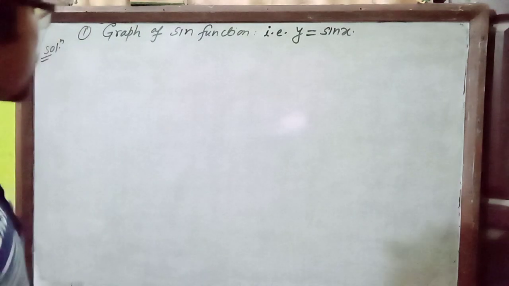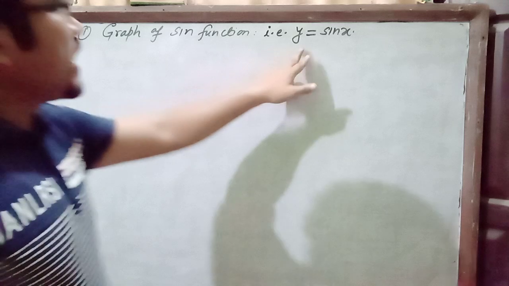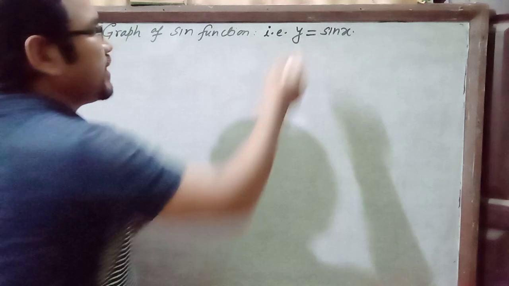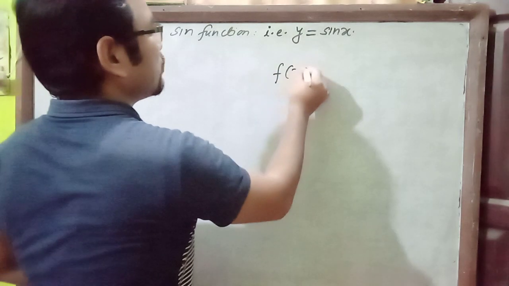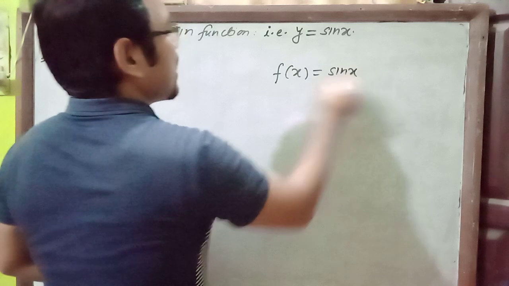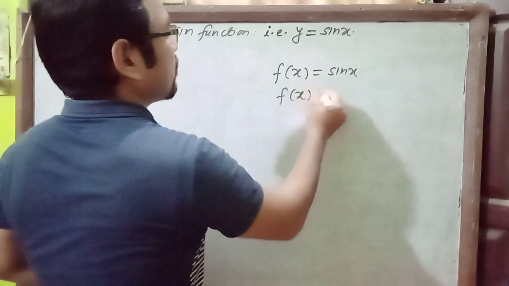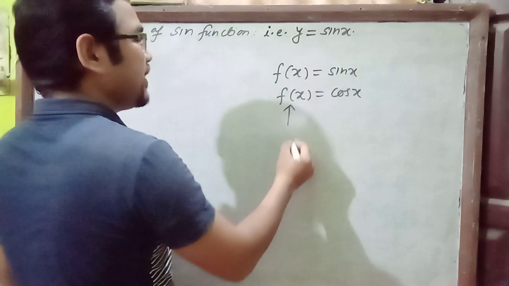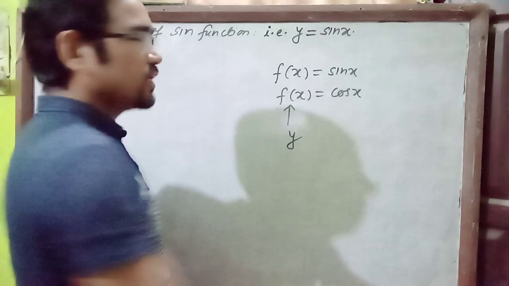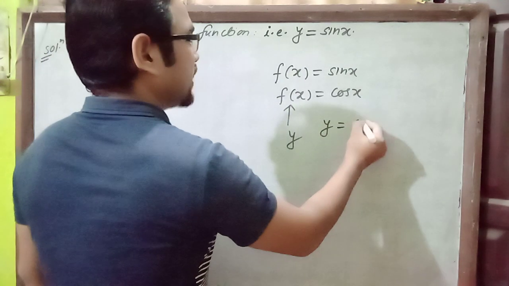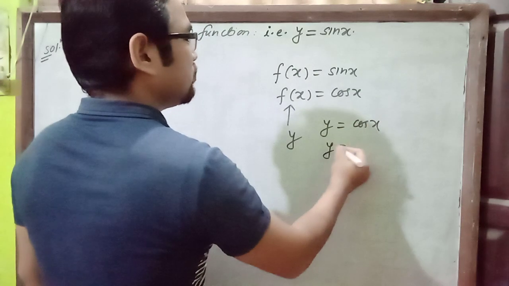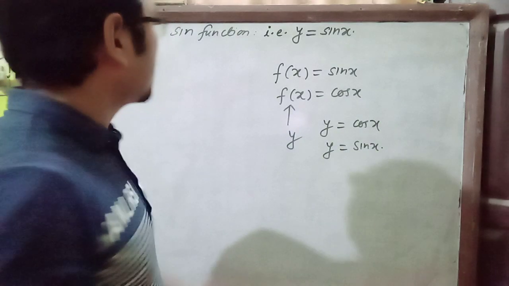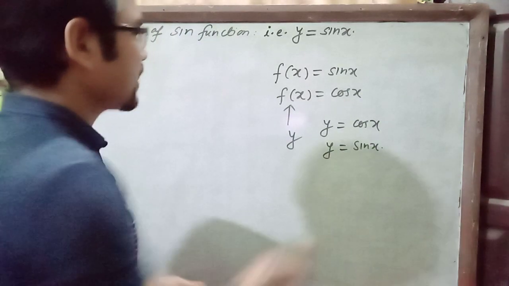So all of you, here we have given y equal to sine x. This is a function. It can also be written as f of x equal to sine x. Similarly, f of x equal to cos x we can also write. But this f of x can be represented by y mathematically. So we can write y equal to cos x and y equal to sin x according to the rule of the function. We have discussed many more things about this previously.